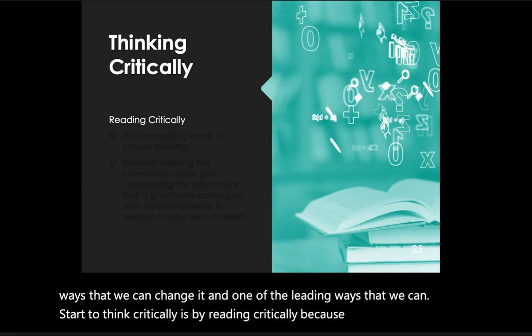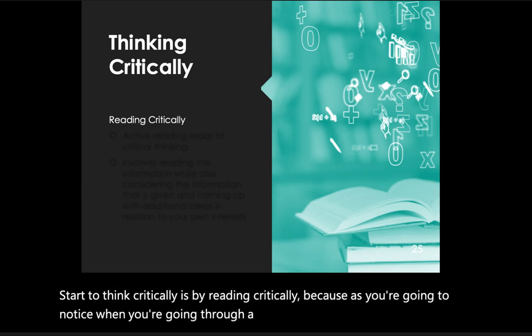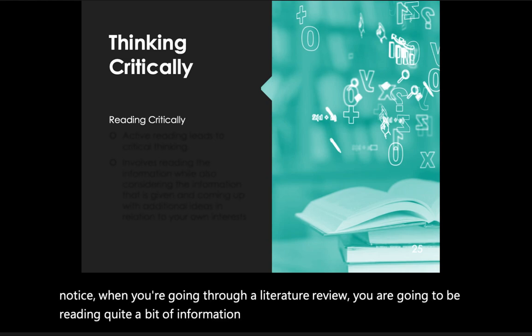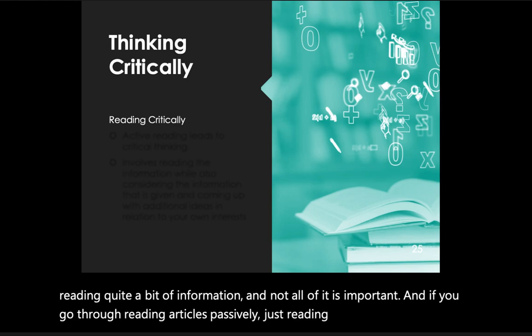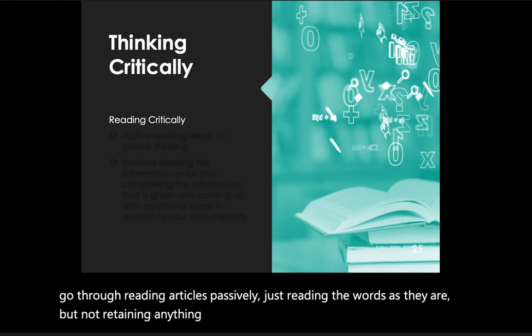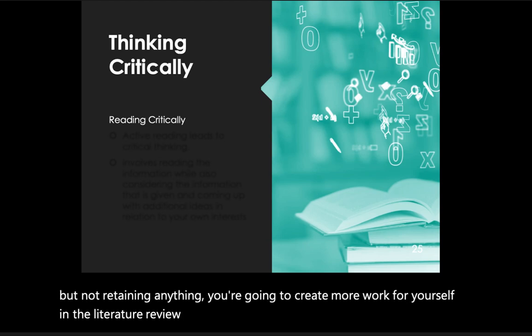Because as you're going to notice when you're going through a literature review, you are going to be reading quite a bit of information, and not all of it is important. And if you go through reading articles passively, just reading the words as they are but not retaining anything, you're going to create more work for yourself in a literature review. So if you can read critically, you can streamline the process.